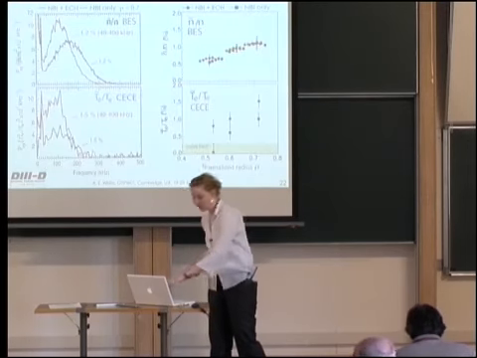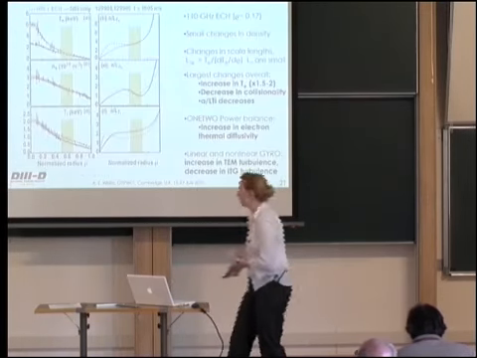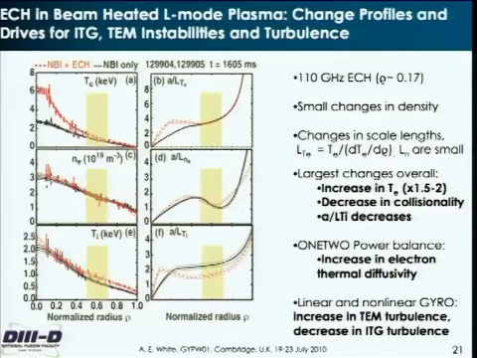In the electron temperature profile, is one with beam only and one with beam plus ECH? Yeah, so beam only is black and red is beam plus ECH. So they don't have matched input power.